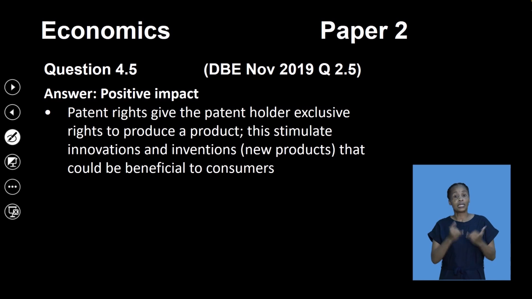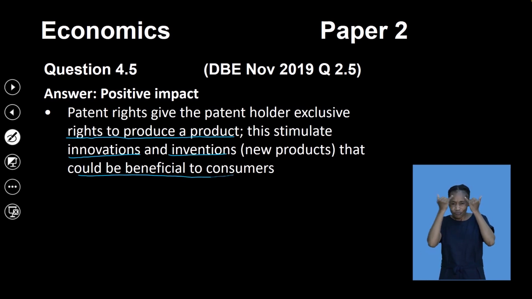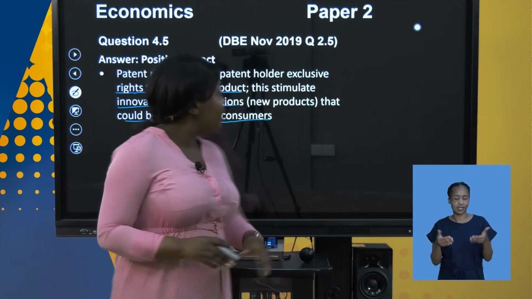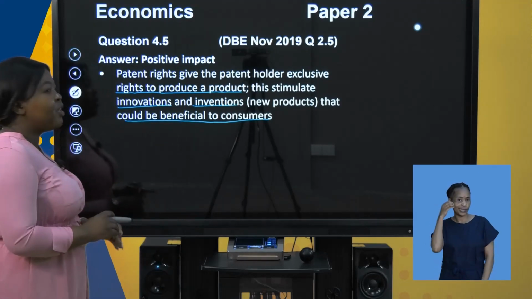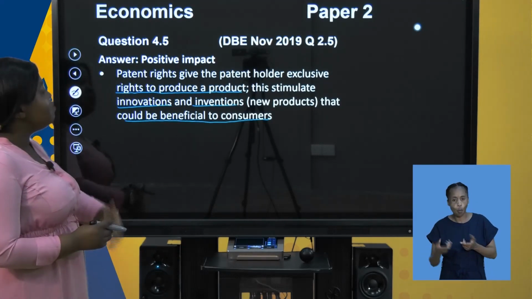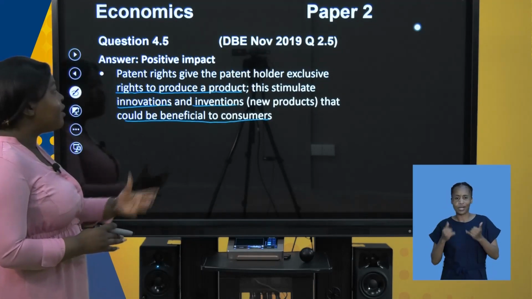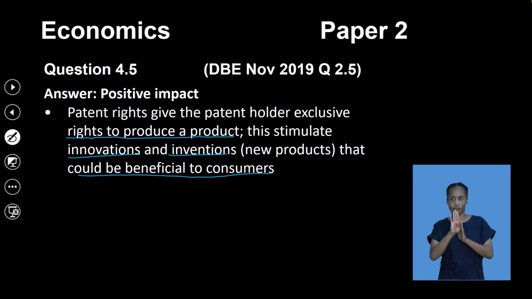Patent rights give patent holders exclusive rights to produce products, and this stimulates innovation and inventions that could benefit consumers. So there is continuous improvement because these guys have got patent rights, so they've got the exclusive right to manufacture certain goods and services. I can give you an example of our cell phone manufacturers. There is continuous improvement in terms of their product offering. They continuously upgrade their product to consumers, so this benefits consumers.